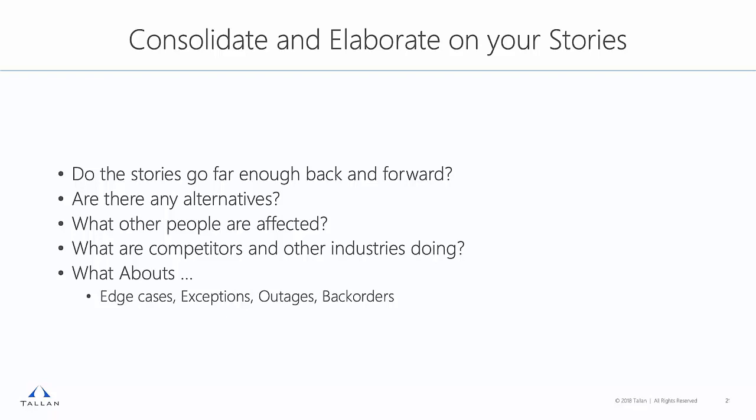You want to look at what other alternatives there may be, what other people might be affected, and also what your competitors or other industries are doing. This is the second chance for you to look and say, how does one of our competitors tell their story? What's the best part of that? The last question you want to ask is what we call our whatabouts. These are looking at what about edge cases? What about exceptions? How do I deal if there's an outage or back orders? And adjusting the story or creating additional stories based on those whatabouts.